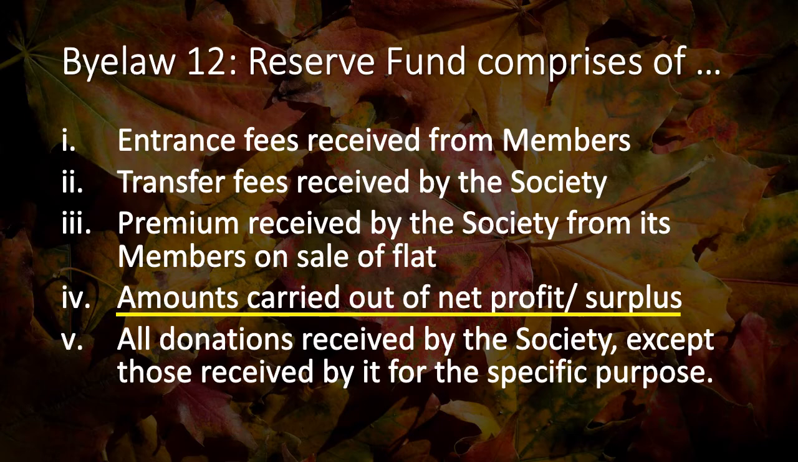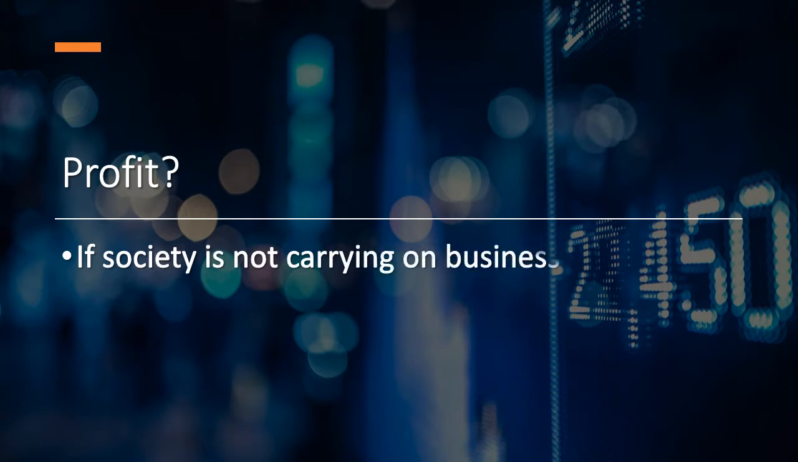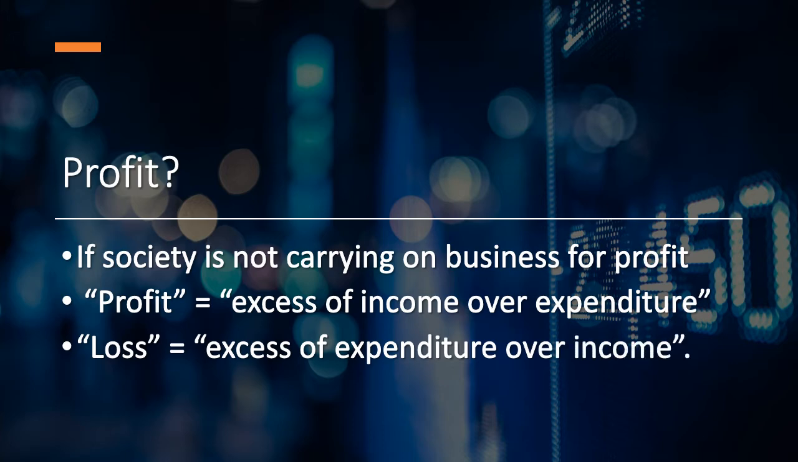Important to note, which is underlined, that amounts carried out of the net profit or loss go to the reserve fund, and we shall see how they are transferred. One may ask, how come we are talking of a profit when the basic purpose of the cooperative society is not to make a profit but benefit its members in various aspects of life? Well, if a society is not carrying on a business of profit like ours, in that case, profit shall mean excess of income over expenditure. Similarly, we say that a loss has occurred when the expenditure exceeds the income. It's as simple as that.